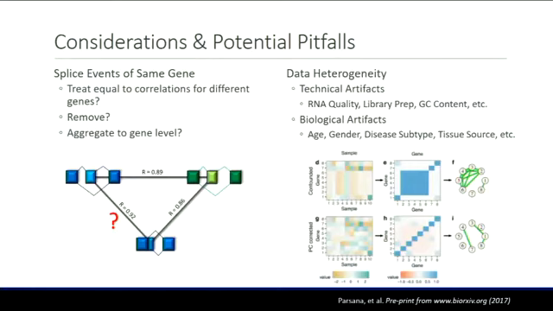There are some considerations of potential pitfalls of this project. One thing that's really interesting that I'm going to be looking at is splice events of the same gene. I mentioned how a single gene can have multiple splicing events. Do we treat a splicing event that occurs from the same gene, for instance, the two blue events from one gene and this green event from a separate gene, the same as we would for events of the other gene?